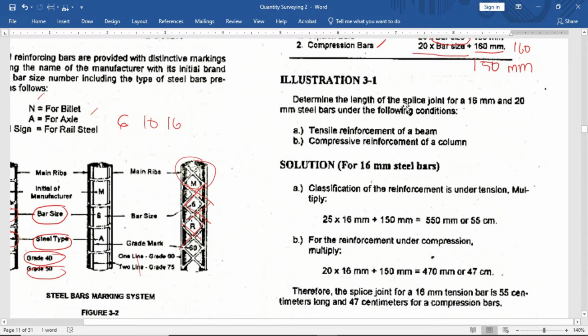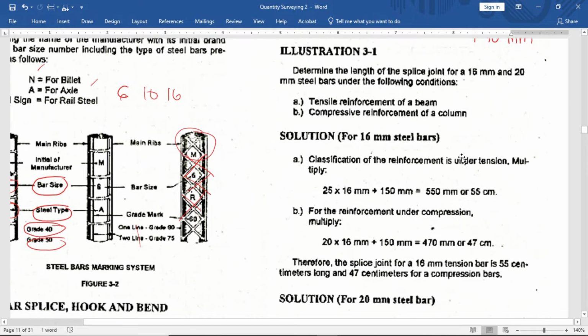Determine the length of the splice joint of 16 mm and 20 mm steel bars under the following conditions. A. Tensile reinforcement of a beam. B. Compressive reinforcement of a column. First, let's do 16 mm. How do we compute for a 16 mm steel bar if it is used for tensile reinforcement of a beam? If we use a 16 mm steel bar as the main bars in the beam.